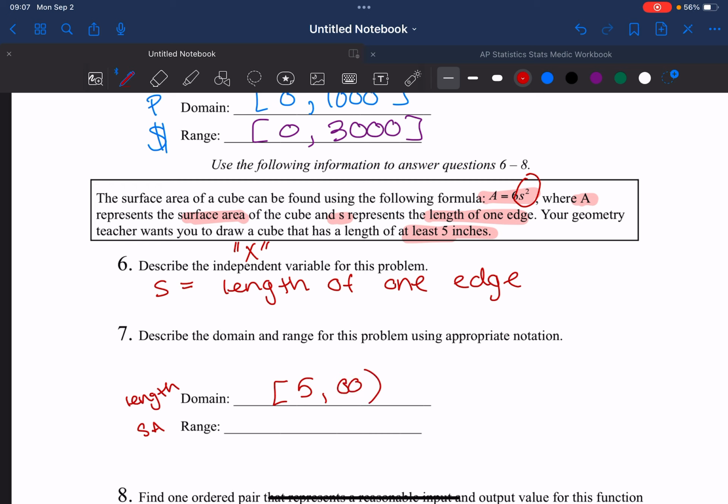Okay. And then if we were to find the range, we would have to find that corresponding surface area. So we would plug in 5. So we have A is equal to 6s squared. We would plug in 5 for s. And so we have 5 squared, 25. 25 times 6, 150. So that means our minimum surface area would be 150 inches cubed. And then our largest one would be infinity.